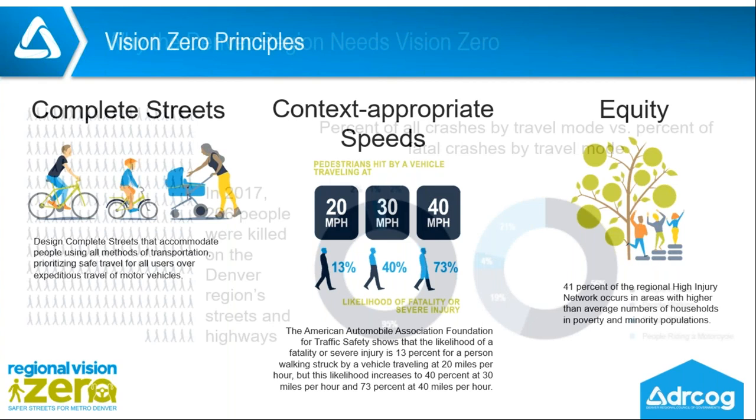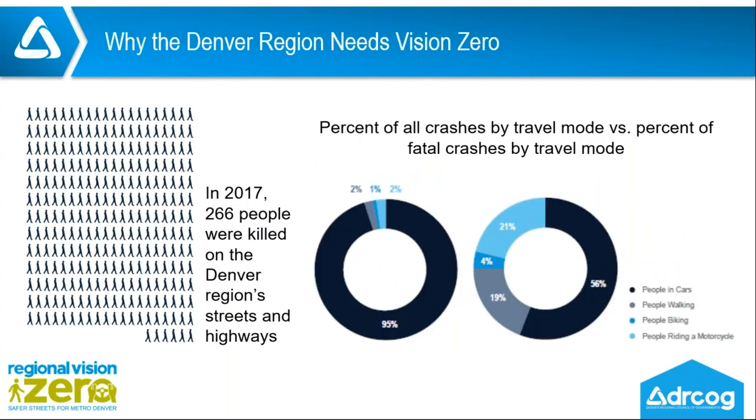So why does the Denver region need Vision Zero? In 2017, 266 people were killed on Denver region streets and highways. That's a 50% increase region-wide since 2013. And if you look at the percent of all crashes by travel mode versus the percent of fatal crashes by travel mode, you will see that a large percent of fatal crashes involve people walking, people biking, or people on motorcycles. So we really need to focus on these vulnerable users as we move forward with initiatives.